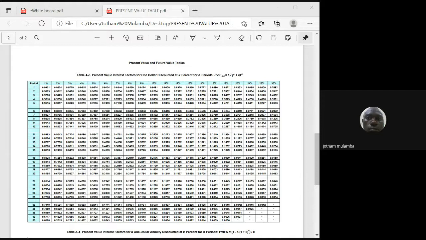Then the next one is a promissory note. A promissory note.